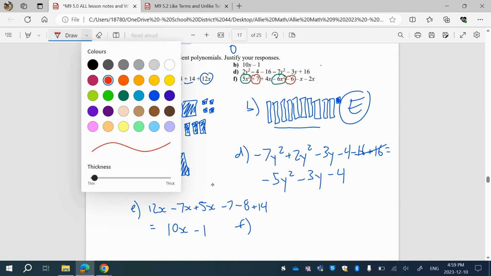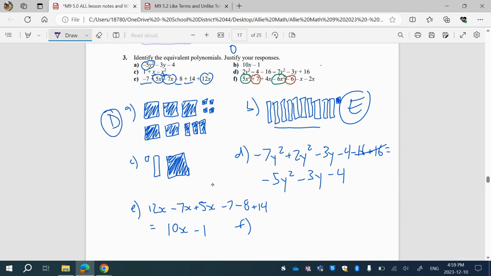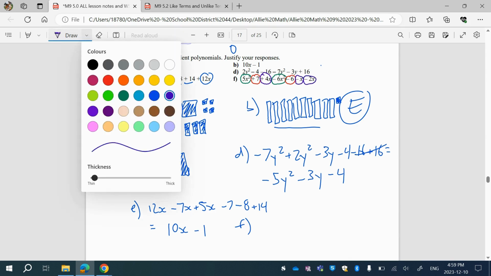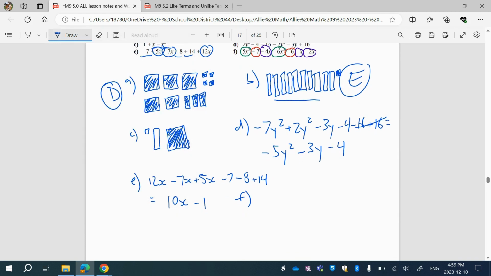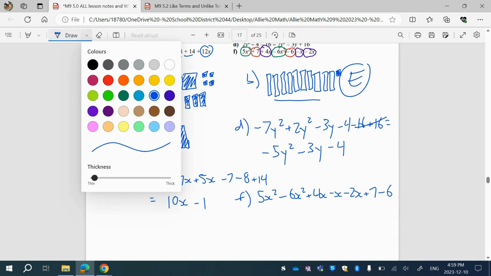And finally, let's look at our plus 4x. Are there any other x's on their own, not squared? That's right. There's a negative x here and a negative 2x there. So let's write it again down here with all of our like terms next to each other. 5x squared, subtract 6x squared. Then we got a plus 4x, subtract x, subtract 2x, and a plus 7, subtract 6.